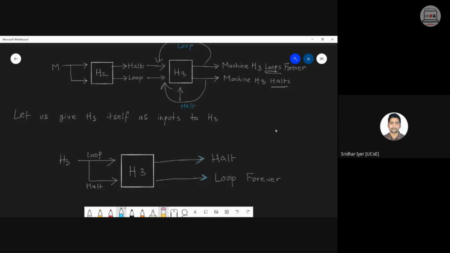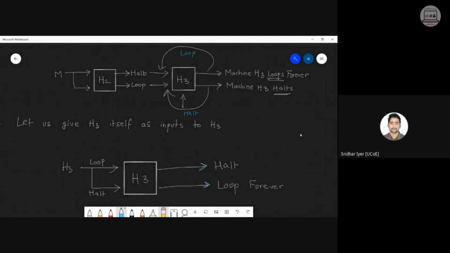Have a look at this carefully. This is the most crucial step. If you're able to decipher it, the entire thing will be clear. Are you clear with step 3? In step 3, whatever output we got, we are sending the same output again as feedback to H3. So what I am doing is, I am looping over here as the first input, and I am sending halt as the second input. So for loop, it will halt, and for halt, it will loop. Is it possible or is it ambiguous?